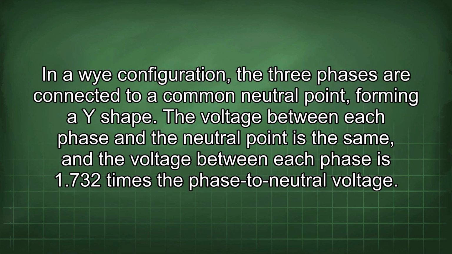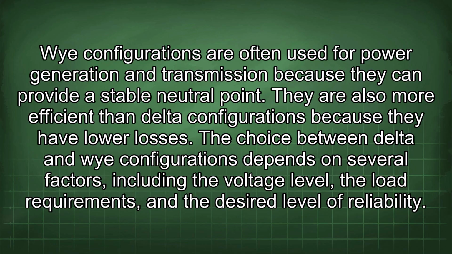In a Y configuration, the three phases are connected to a common neutral point, forming a Y shape. The voltage between each phase and the neutral point is the same, and the voltage between each phase is 1.732 times the phase to neutral voltage. Y configurations are often used for power generation and transmission because they can provide a stable neutral point. They are also more efficient than delta configurations because they have lower losses.